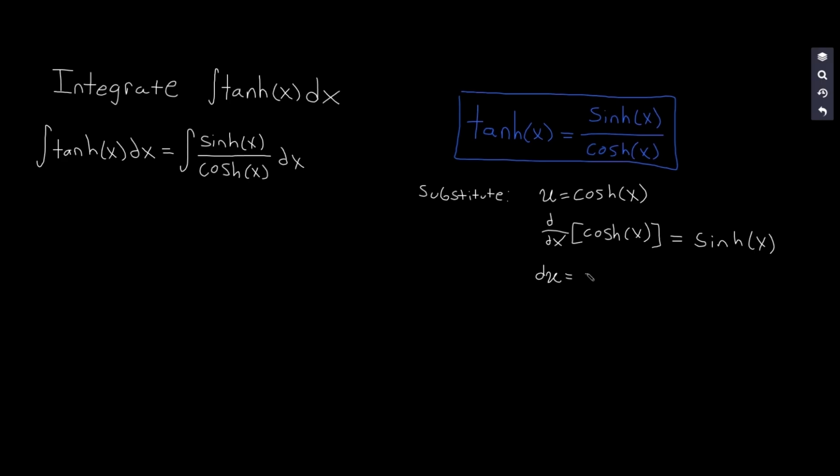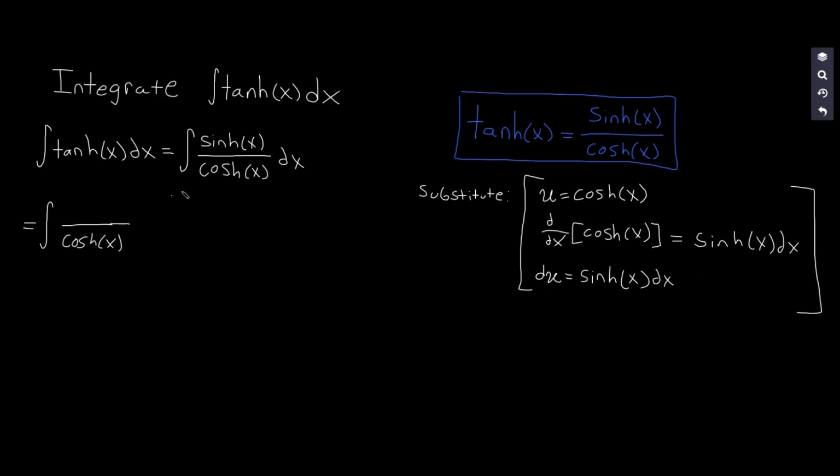Therefore, du equals sinh of x dx. There should be a dx right here. Sinh of x dx can be moved to the side, and we can stick a 1 right here. Now, cosh of x was set as u, so we stick a u in the denominator, and du is sinh of x dx, so we'll put it off to the side here, multiplied by du.